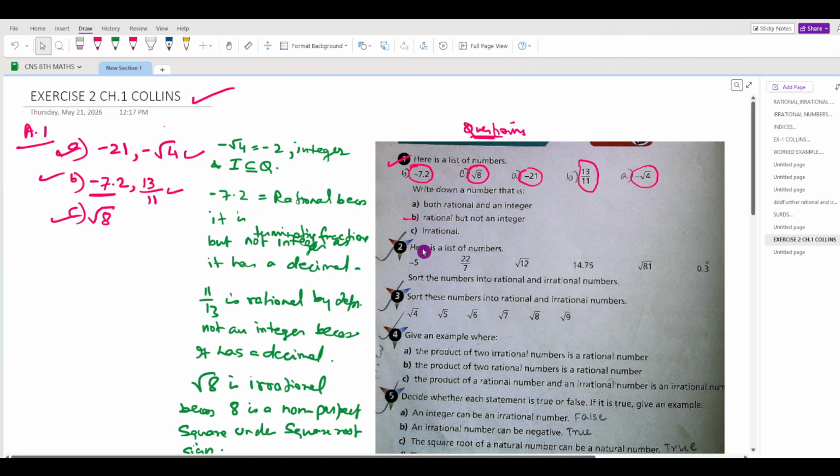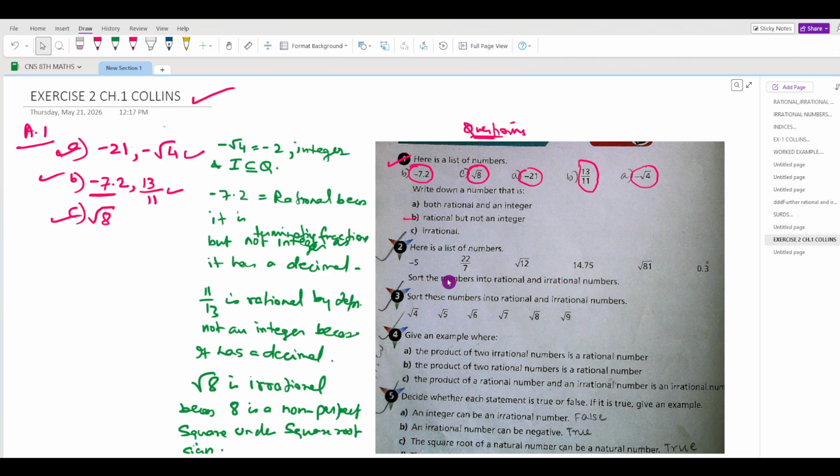Now let us go to question number 2. Here is a list of numbers again. The numbers are -5, 22 upon 7, root 12, 14.75, root 81, and the last one is 0.3 with a dot on the 3, so it's a recurring decimal. Now what you have to do with these numbers? Sort the numbers into rational and irrational numbers. You just have to classify them into rational and irrational.